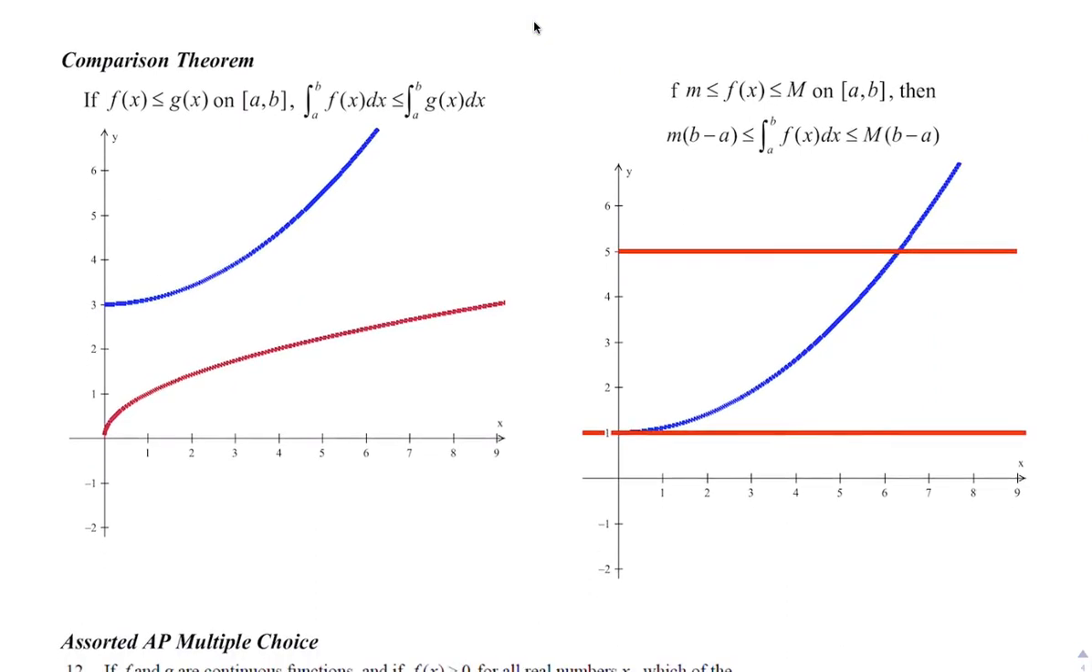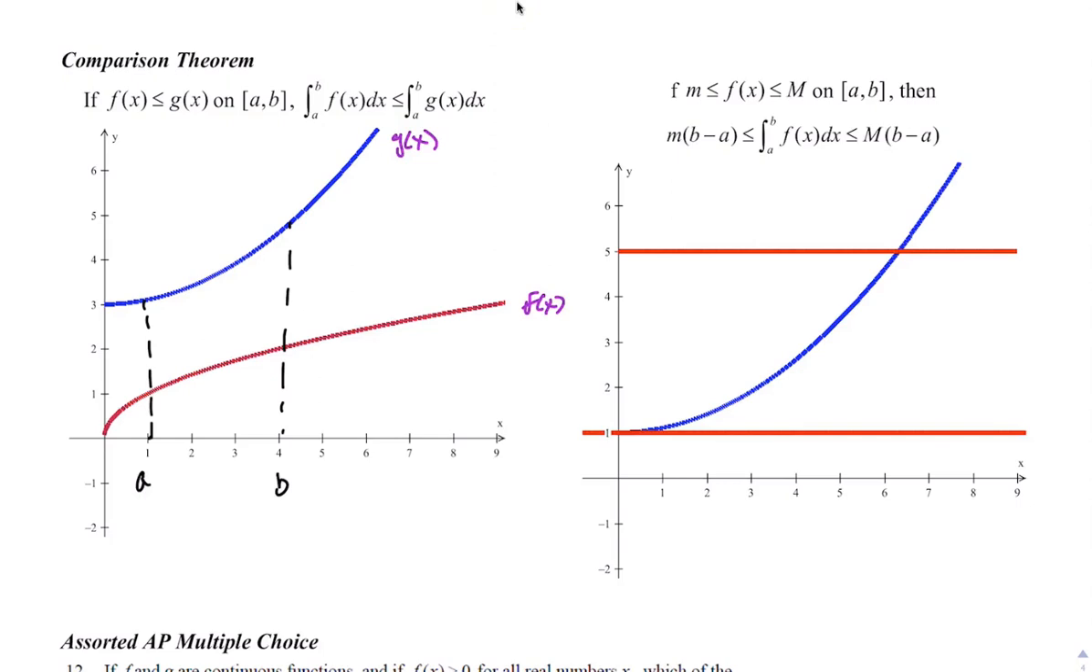Okay, the comparison theorem. All it says is this. If f of x is less than g of x, so f of x should be the smaller one. So this has to be f of x. This has to be g of x. If f of x is less than g of x on a and b, so let's pick an a and b here. Let's say we'll go from 1, that'll be my a, to 4, my b. All it says is, hey, if f of x is less than g of x on that interval, then the integral of f of x must be less than the integral of g of x.